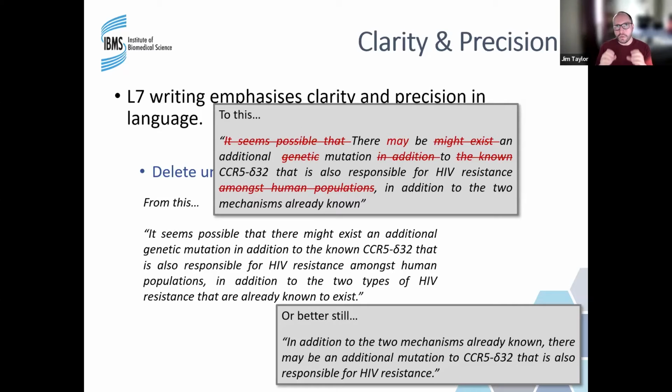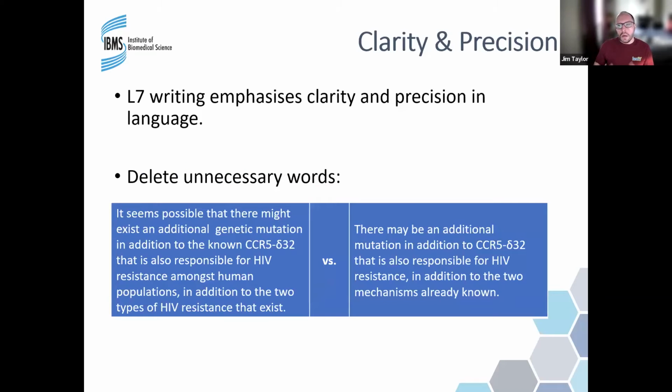So just be careful that if you are proofreading, revising, and shortening your sentences, the fact that you are so familiar with the work that you've written doesn't mean that you end up deleting necessary words. Okay, so for example, the or better still example at the bottom of the screen, it's lost the point that the two mechanisms that are already known are actually a big feature in the original versions of the sentence. I've literally just compared the two there again, so you can see the before and after in a slightly different way.